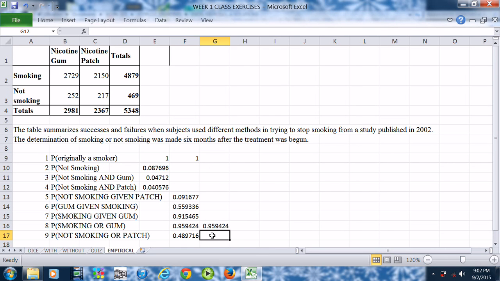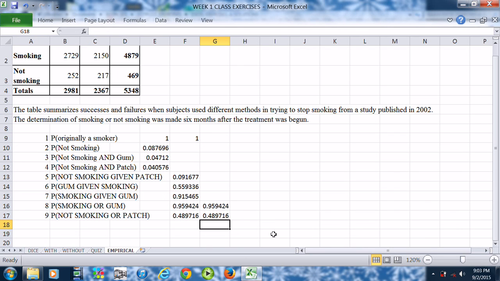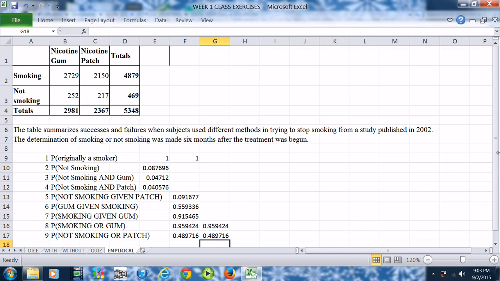Or we could do this problem just avoiding double counting in the first place. So not smoking, 252 plus 217. Now we need those who use the patch. We already counted the 217, so we bring in the 2150 we haven't counted yet. Close parentheses, divide by the grand total, get the same answer again. So this is just some quick examples of how to find probabilities using a two-way table. And so this is gathered data, and we call these empirical probabilities.